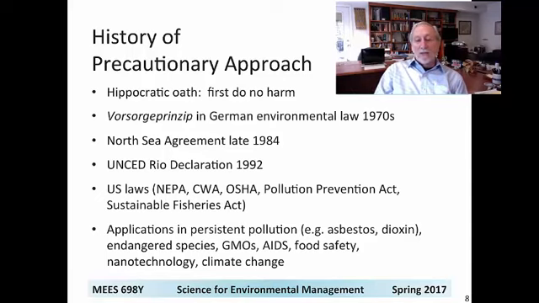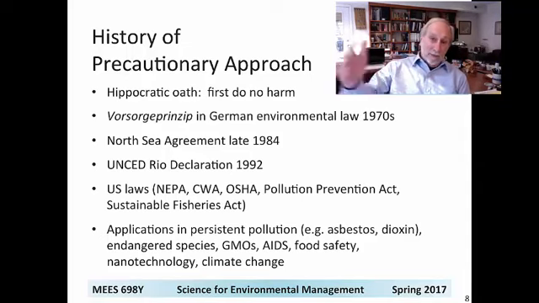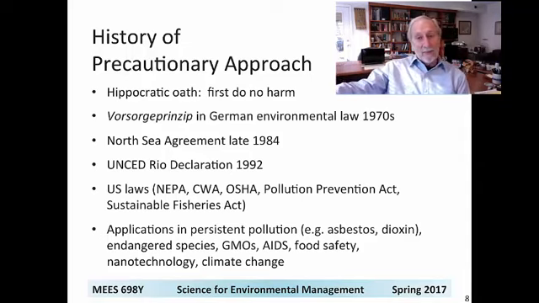It's applied to persistent pollutants, things like asbestos. We have to remediate buildings from asbestos. We're not going to take a risk. Dioxin, very highly toxic. Endangered species, of course, where we get them to the level of risk where we're not going to take action, and prohibit actions that could harm them. Genetically modified organisms, AIDS. I could go on. And also we have to think of it in the context of climate change. Even faced with the uncertainties about our emissions and what kind of effects on climate they might have, and we don't know them precisely, should we not avoid the risk?